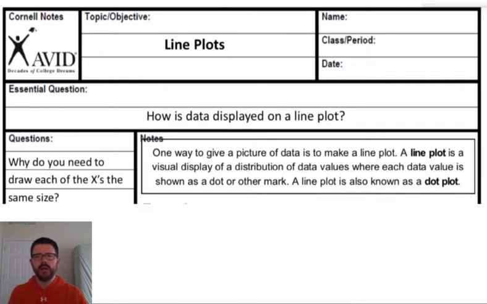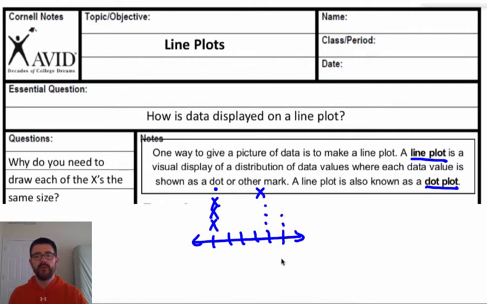But a line plot is basically a picture displaying the distribution of data along a line. And we're going to use a dot or a mark. A lot of times we'll use an x, but sometimes people will just use a dot, which is why it's sometimes also called a dot plot. But you've probably seen them before. It's going to look something like this. Basically we're going to stack an x up, or sometimes stack dots, for every time a particular number showed up. You'll see what that means in just a minute, but just to give you a visual of it.